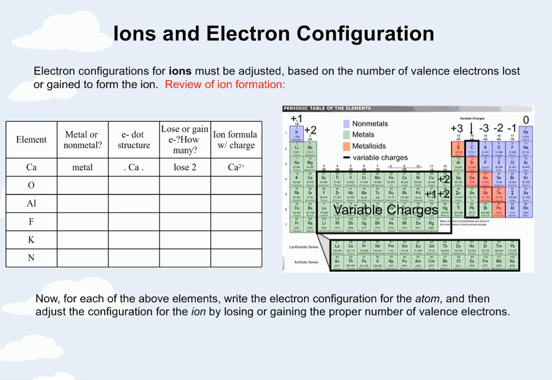So calcium, it's a metal. Its electron dot structure would have 2 dots because that's 2 valence electrons. It's going to lose its electrons in order to form Ca2+.